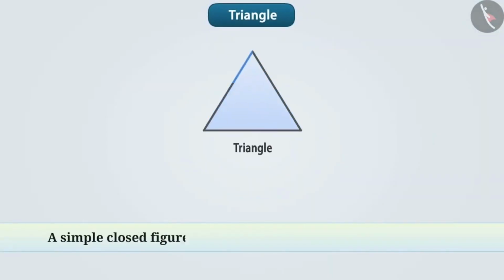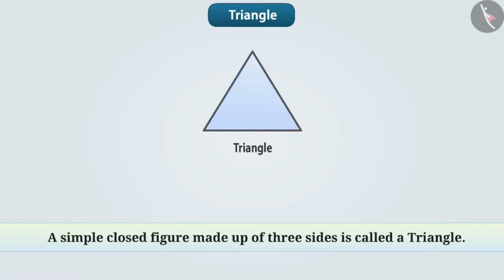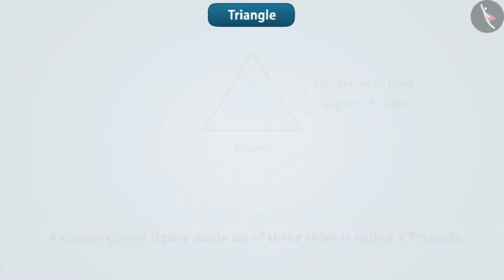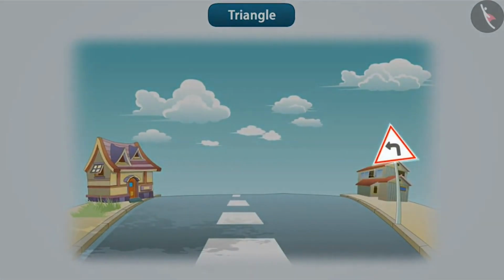A simple closed figure made of three sides is called a triangle. The triangle is the polygon with the least number of sides. You must have seen this type of sign on the road. We call it a triangle.